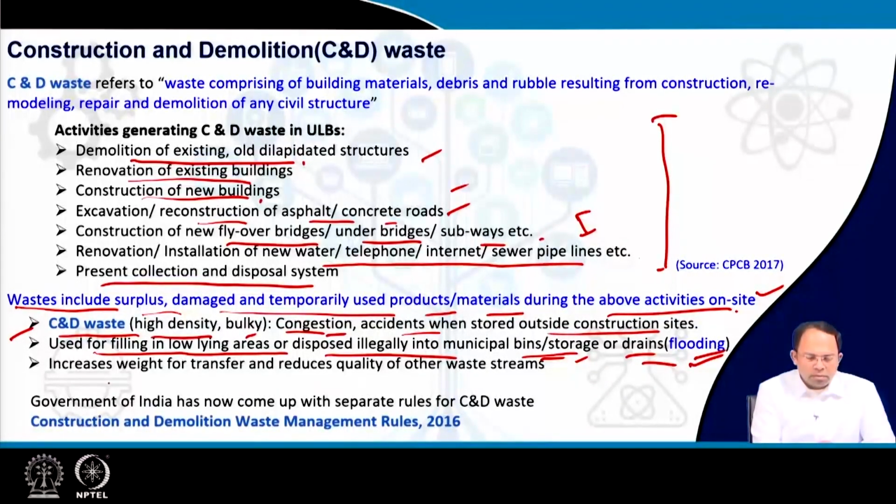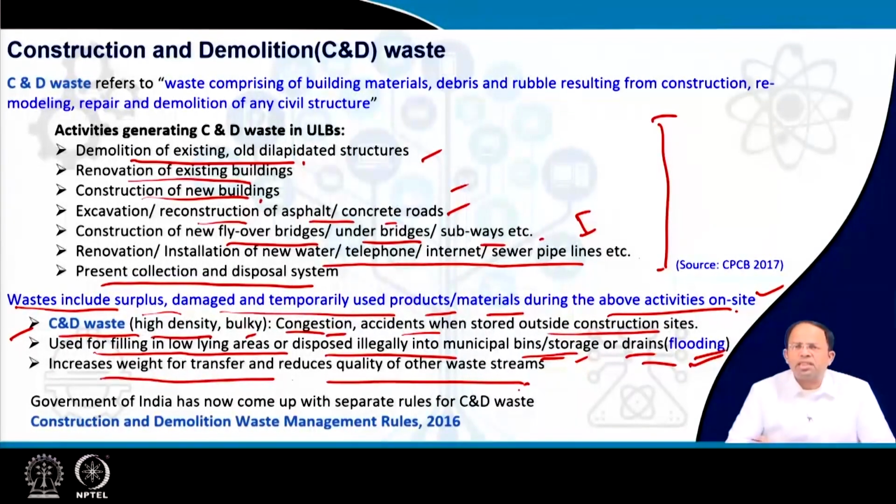So if it mixes with the other kinds of waste, the municipal waste stream, of course, not only does it increase weight, but it also reduces the quality of other waste streams. Because the other waste streams are pretty straightforward, either wet, dry, or hazardous. So wet waste goes to the compost plant. So if we are putting C&D waste, of course, it will contaminate that particular waste.